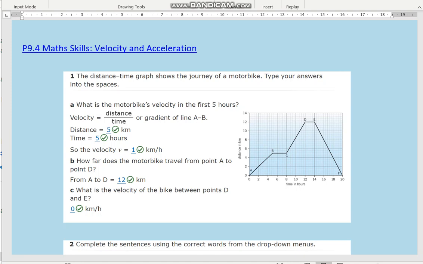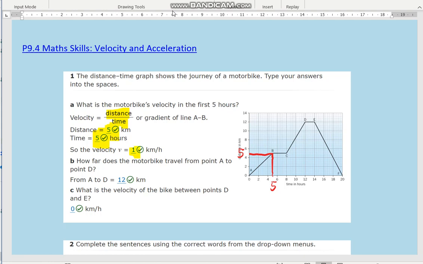So the distance, first of all, if we take the line between A and B, the first 5 hours, drawing a line up from 5 hours directly between 4 and 6, takes us to B there. If we go across from there to the y-axis, you can see that the distance it's gone in that time of 5 hours is also 5. So 5 kilometres in 5 hours. If we divide 5 by 5, distance divided by time, we get 1 kilometre per hour.